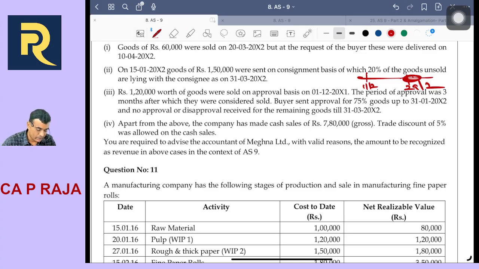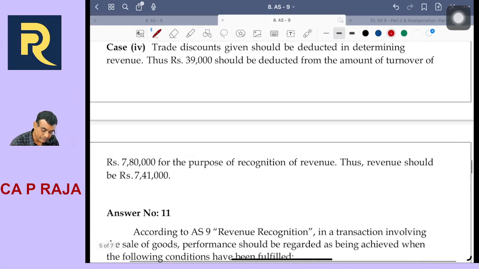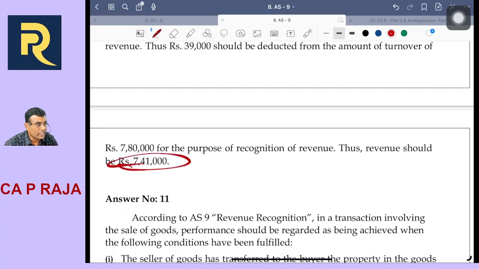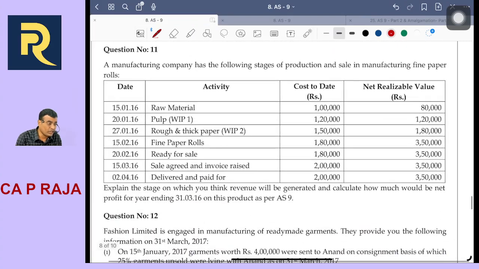Next, apart from the above, the company has made cash sales of 7,80,000. Trade discount of 5% will be allowed on cash sales. Now what is the cash sale value? 7,80,000 or 7,80,000 minus the discount, because that is a trade discount. If it is a cash discount, then I do agree, it's 7,80,000, because that amount we would treat as an expense. Here we deduct the trade discount. Correct? So this problem I gave you as homework. Even though I gave it as homework, now we have discussed that question. Hopefully you are okay with that.